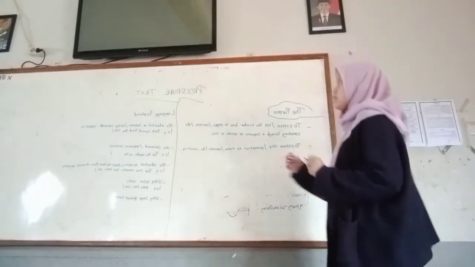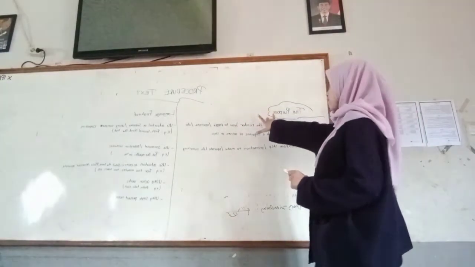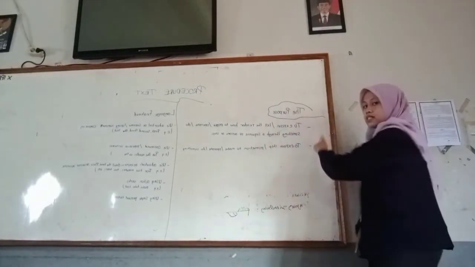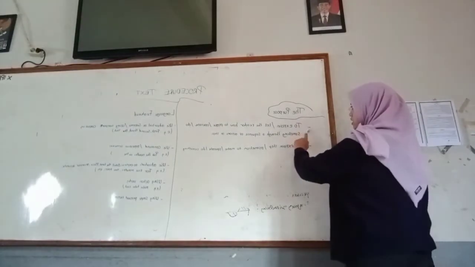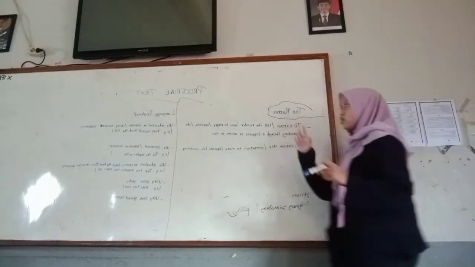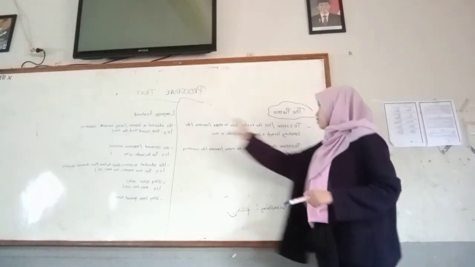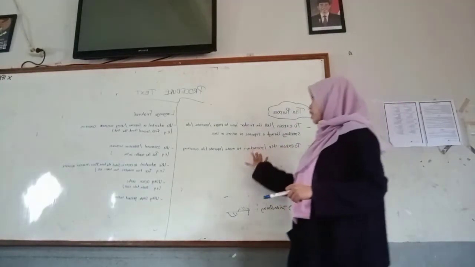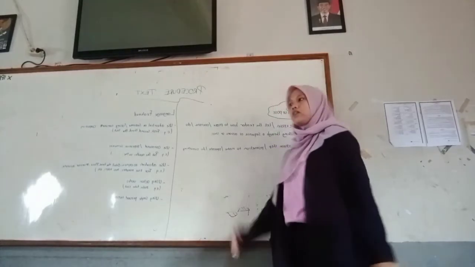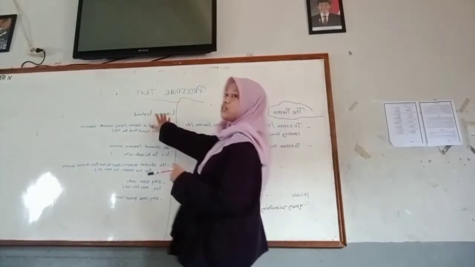Okay, the next is the purpose of the procedure text. Same as the definition of the procedure text. The purpose of procedure text is, the first, to explain or tell the reader how to make, operate, or do something through a sequence of actions or steps. The second is to explain steps or instructions to make, operate, or do something. Okay, it's clear, yeah?